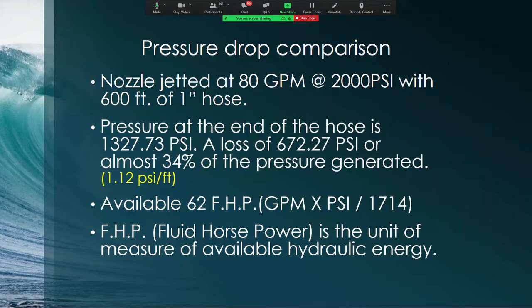I have 80 gallons a minute, divide by 1714, and I end up with a number that resembles 62 fluid horsepower. So I want you to keep that number in mind, that 62 fluid horsepower. It's kind of important as we look at things.